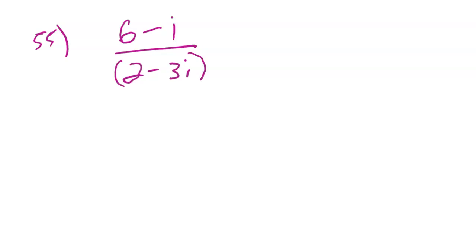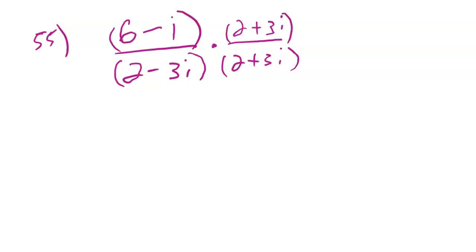All right, 55. 6i over 2i minus 3i. Again, I'm going to multiply by the complex conjugate. It uses that difference of two squares idea. So we got 2 plus 3i and 2 plus 3i. All right, and then I'm going to FOIL at the top, FOIL at the bottom, and good things are going to happen. Feels a little busy work, but let's finish strong.